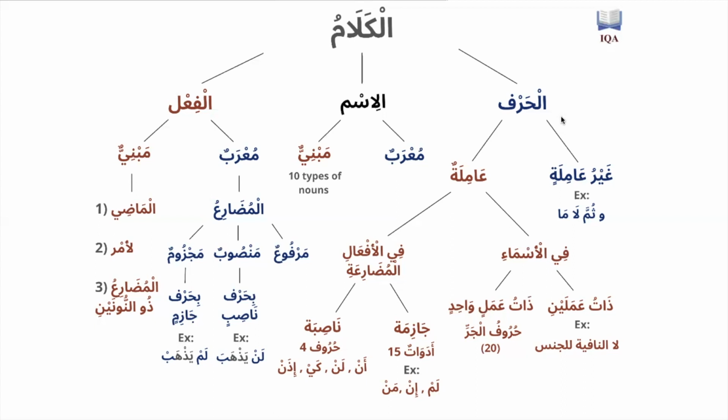So again, when you look at the harf, you have to ask yourself, is it عاملة or غير عاملة? If it's عاملة, is it عاملة في الأسماء? If it's عاملة في الأسماء, is it going to have 2 effects on 2 nouns or an effect on only 1 noun, like the حروف الجر? Then if it's عاملة in verbs, is it going to make the verb that comes after it منصوب, like لن يذهب, or is it going to make it مجزوم, like لم يذهب? Once you've understood this, you've understood حروف.